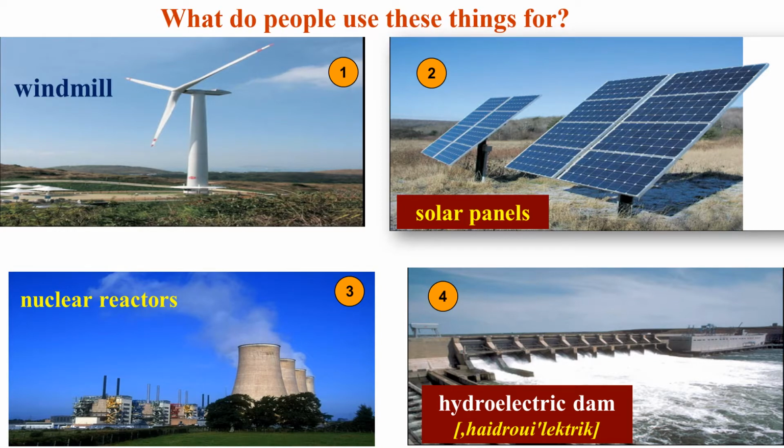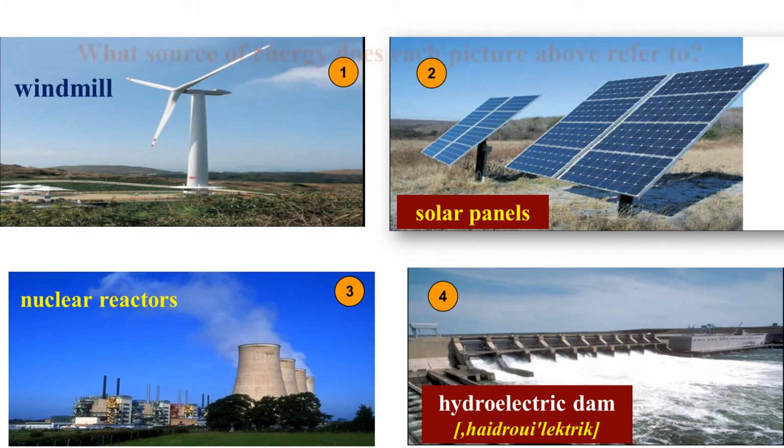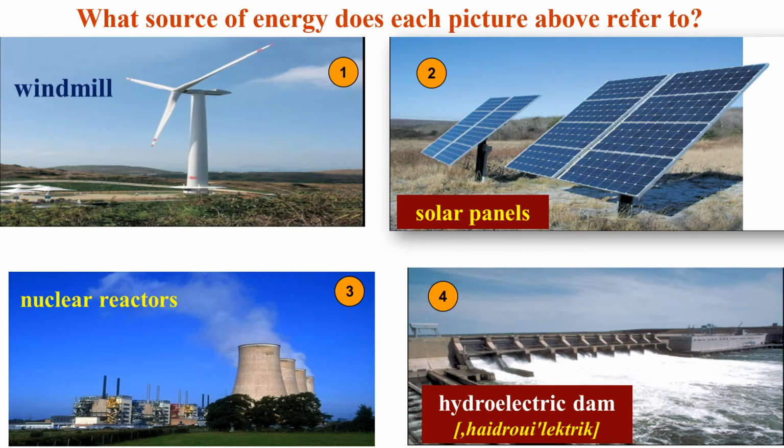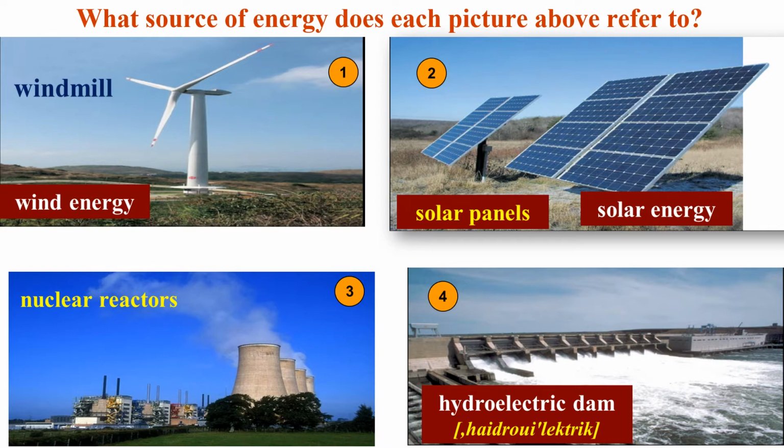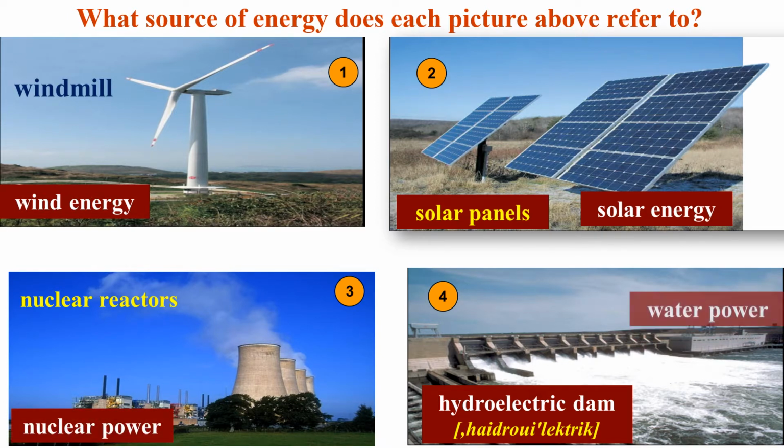My second question, what do people use these things for? They use them to make energy. And the last question, what sort of energy do the pictures above refer to? Yes. Number 1, wind energy. Number 2, solar energy. Number 3, nuclear power. And number 4, water power.